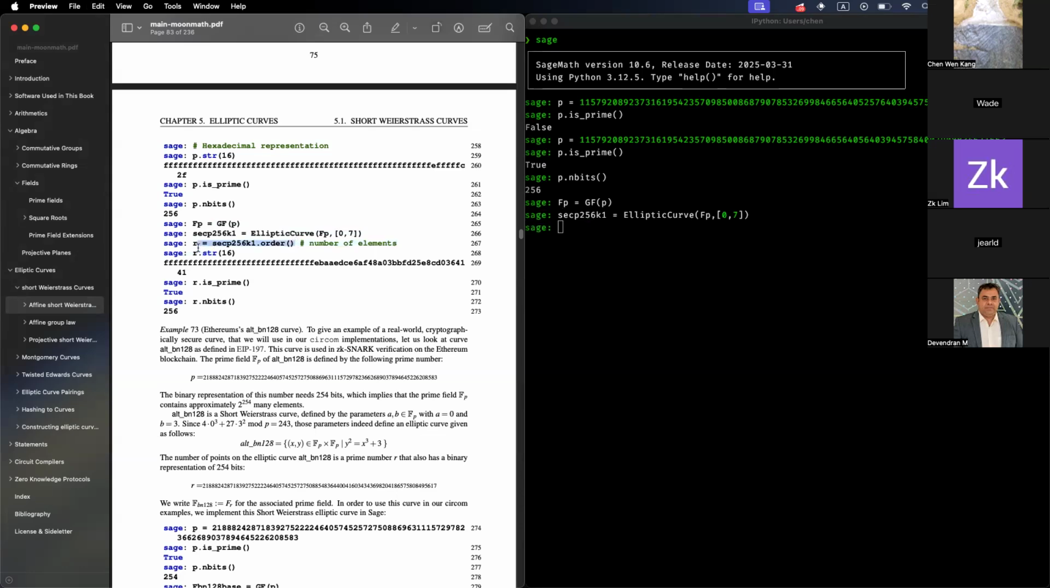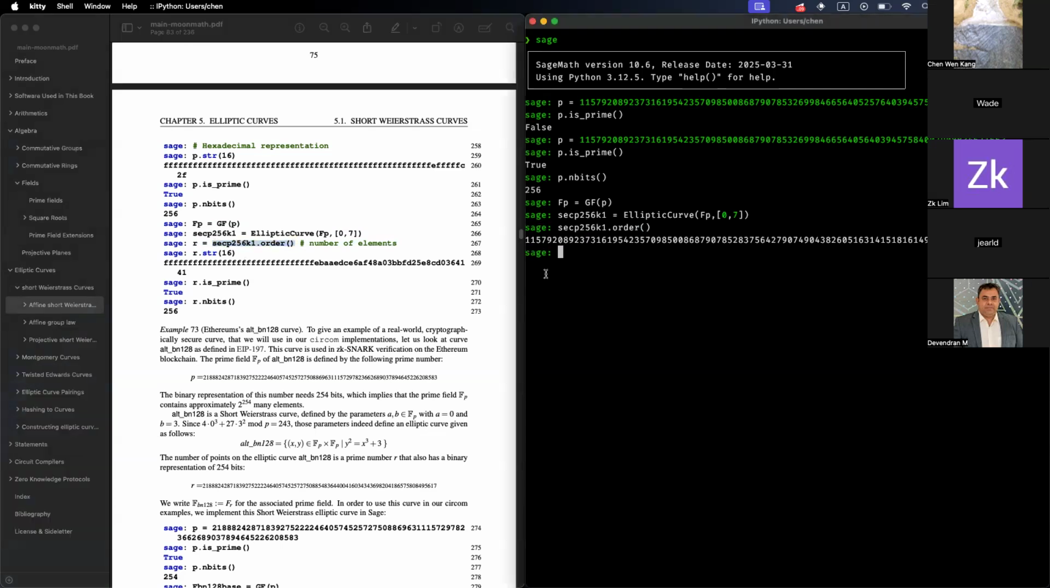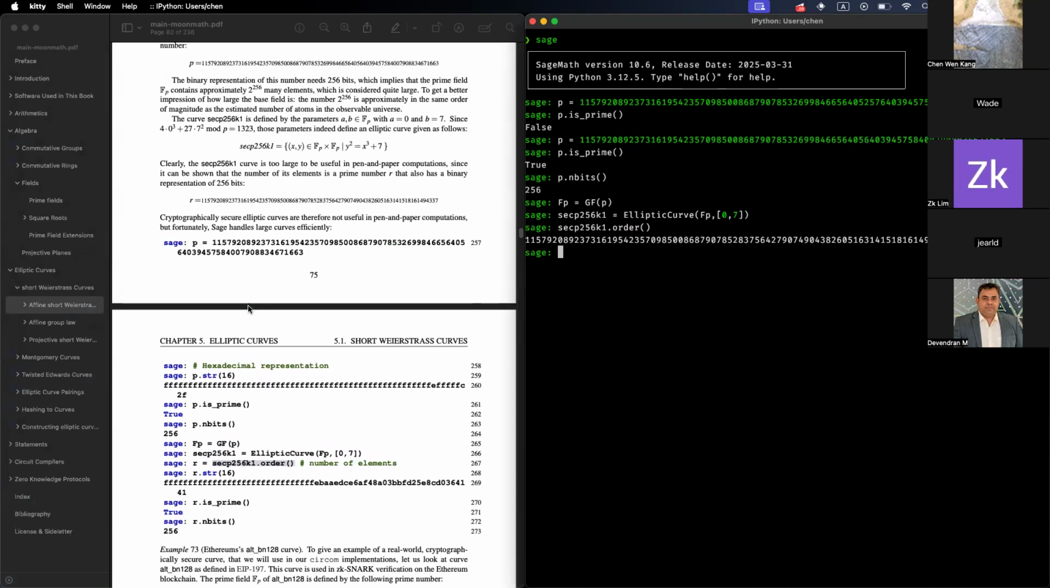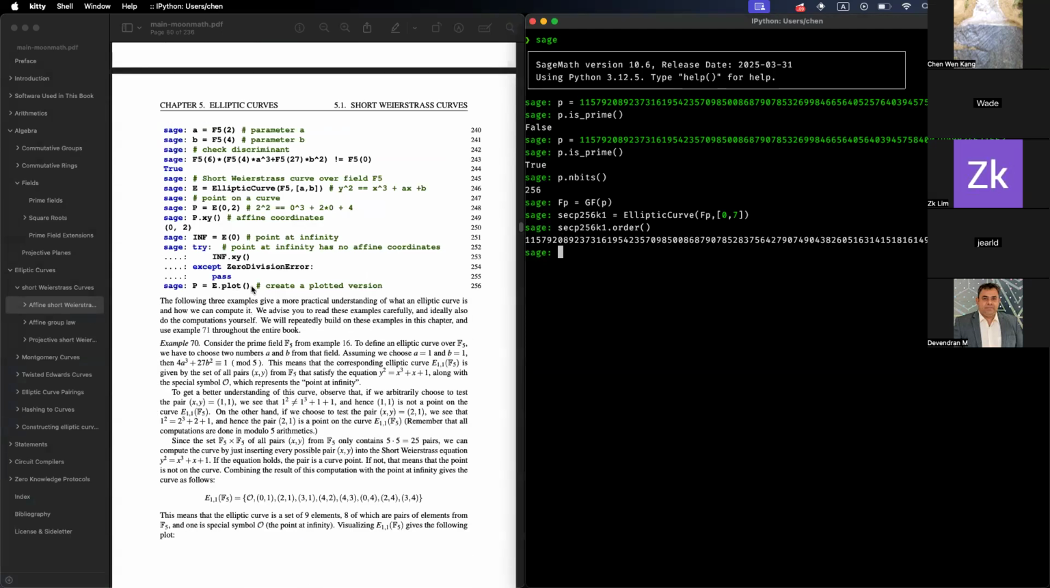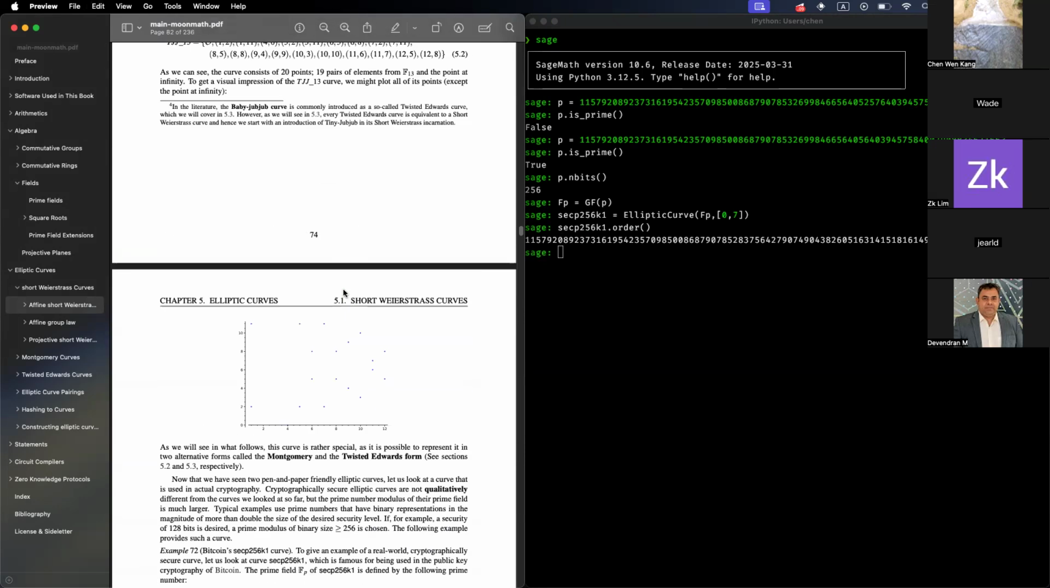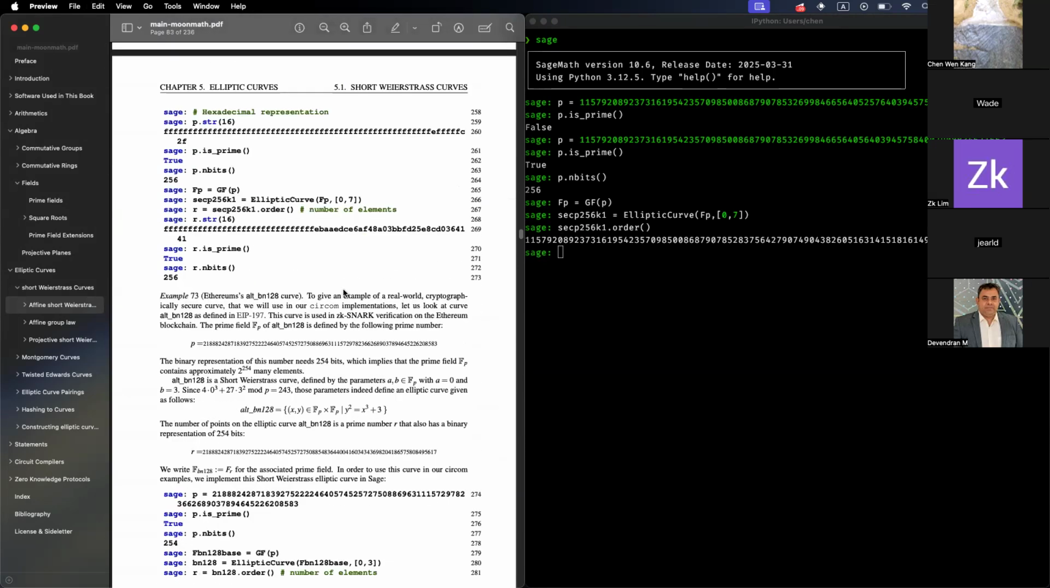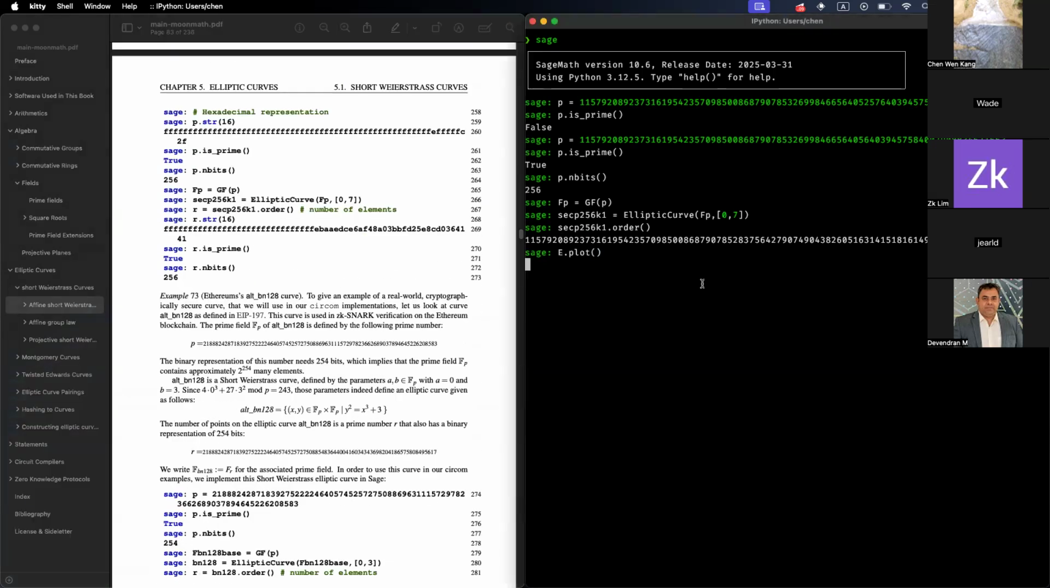Ta-da. What's the order of this actually? I'm quite curious. Ooh, that's a huge order. This is basically just this number, right? The order of it is essentially the size of it, which is essentially the number we're based on in the first place. So let's look at the plot.